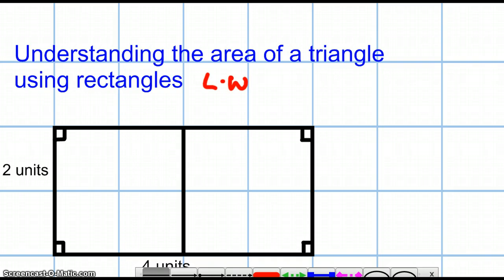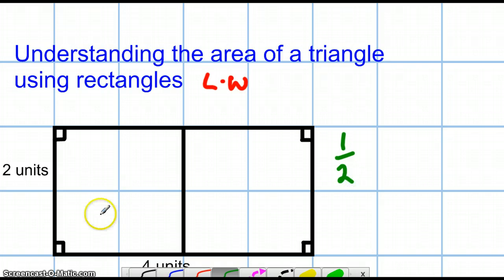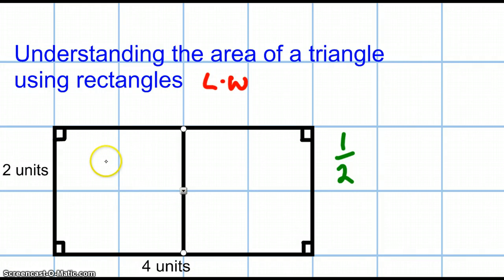And I'm going to put that idea in half. I want to keep that off to the side here. 1/2. We're dividing everything in a half. Okay? So if I took this and divided it in half, I would have 1, 2, 3, 4 units.